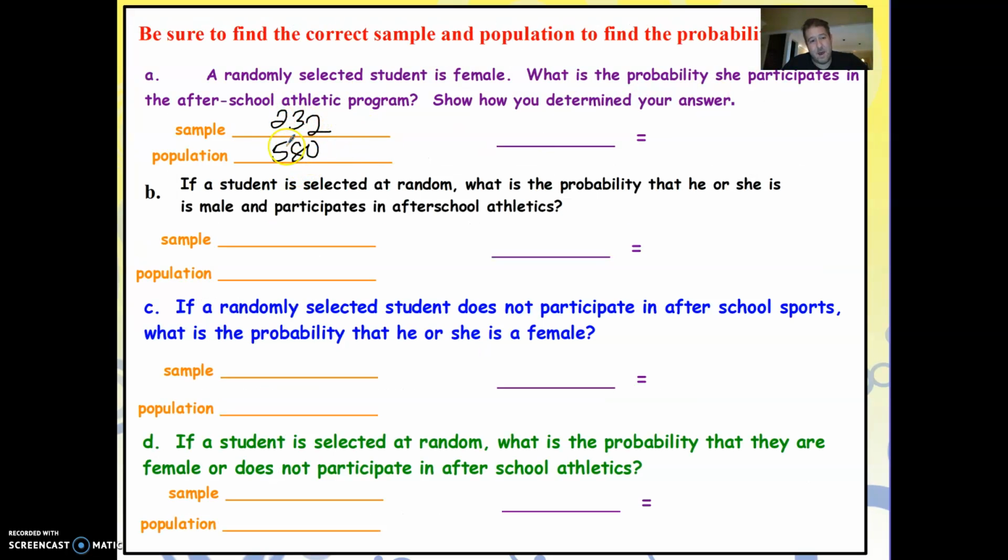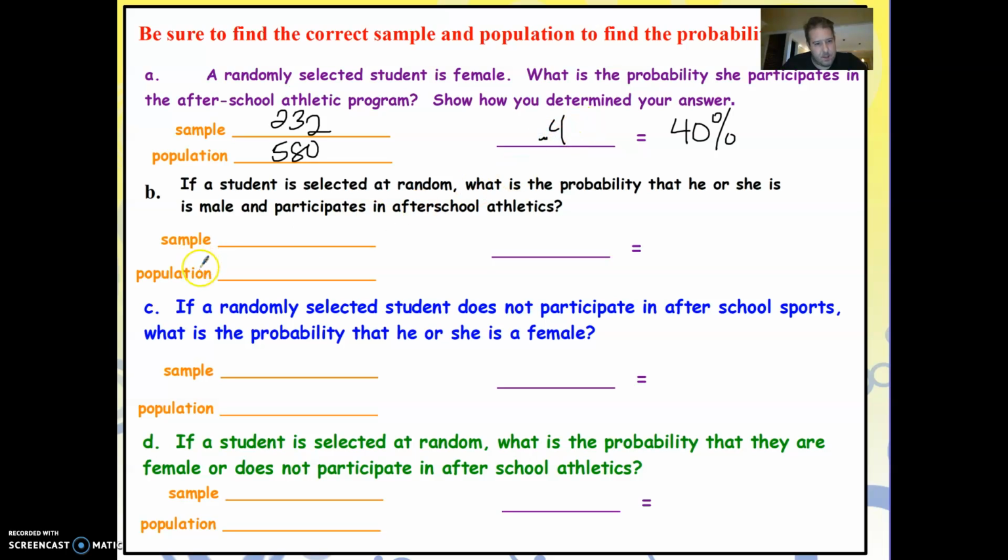232. So then I can divide. I do this divided by this, and then I can change it to a percentage, and I've got my answer. All right, so 232 divided by 580. 232 divided by 580 is 0.4. Okay, so that was 0.4, which is 40%.